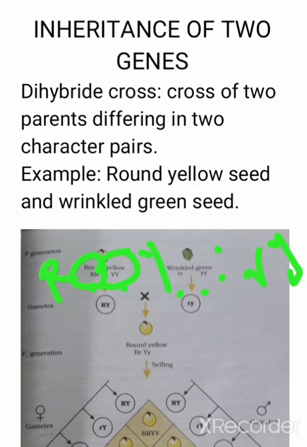The possible genotype of the round yellow parent is capital R capital R, capital Y capital Y, and for the wrinkled green it is small r small r, small y small y. In the F1 generation, if these two gametes fuse together, the character is round yellow. Its genotype is capital R small r, capital Y small y. It represents the round yellow. This is the F1 generation.